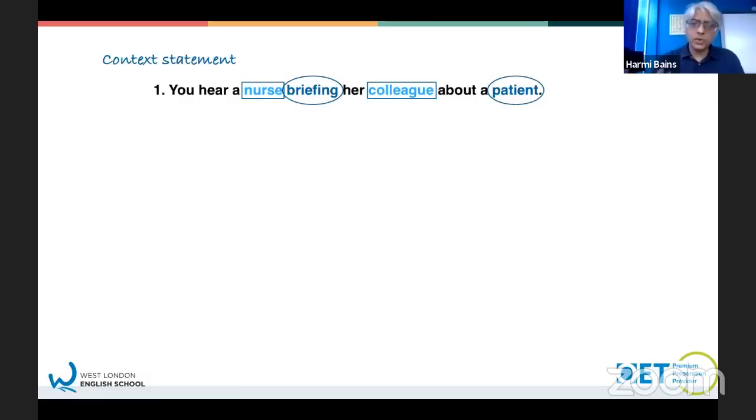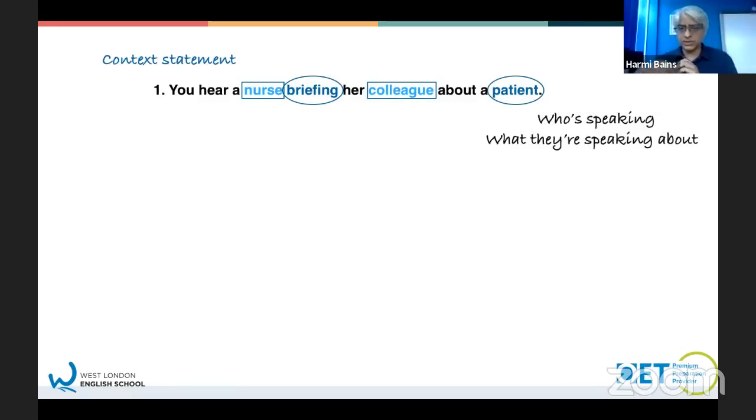And it also tells you what they're talking about. She's briefing her about a patient. She's informing her colleague about a patient. So the context statement tells you who is speaking, and it also tells you what they're speaking about. And what this does is give you some context. Don't be too quick to skim over the context statement and go straight to the question and the answer options. The context statement is there for a reason.